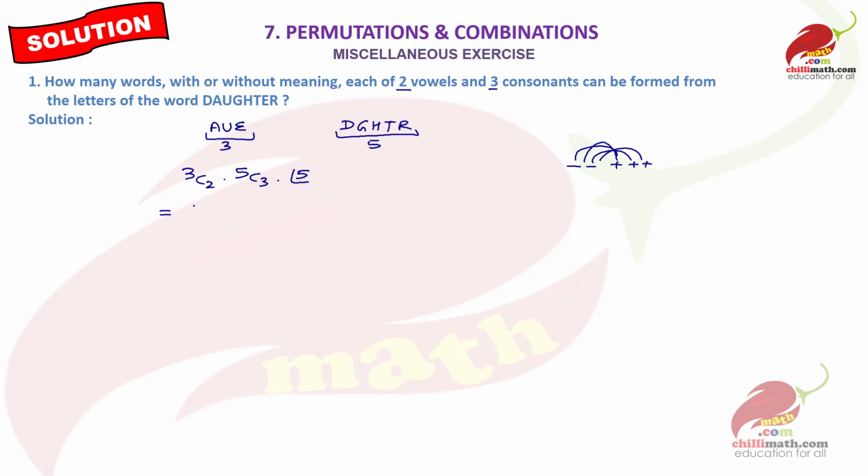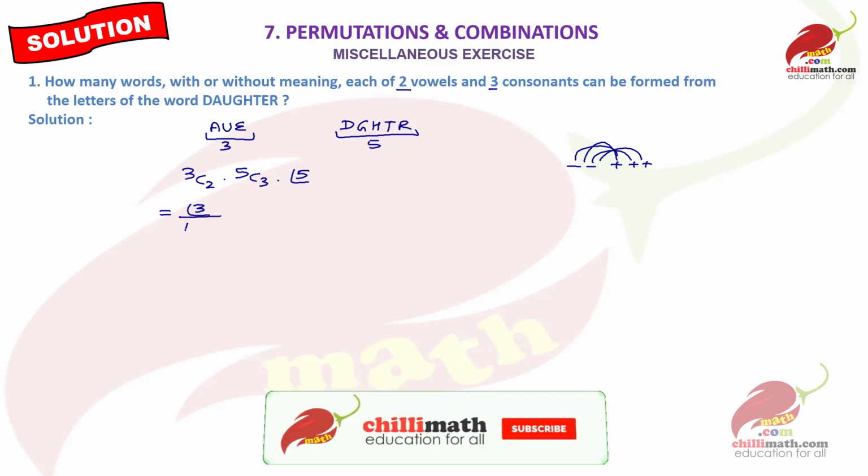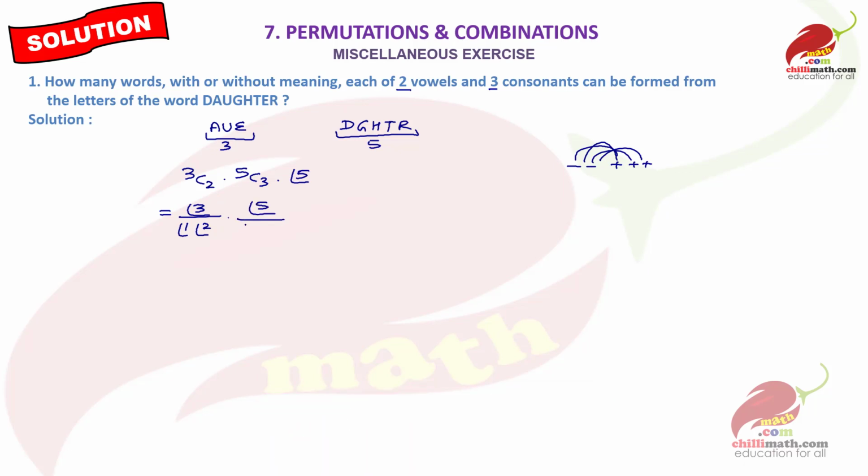3C2 is 3 factorial over 3 minus 2 factorial, that is 1 factorial, into 5 factorial over 5 minus 3, 2 factorial, into 3 factorial, into 5 factorial as it is. 3 factorial got cancelled. 5 factorial is 120, into 120 over 2 into 2, 4. If we cancel this, we get 30, and 30 into 120 is 3600. That's your answer.